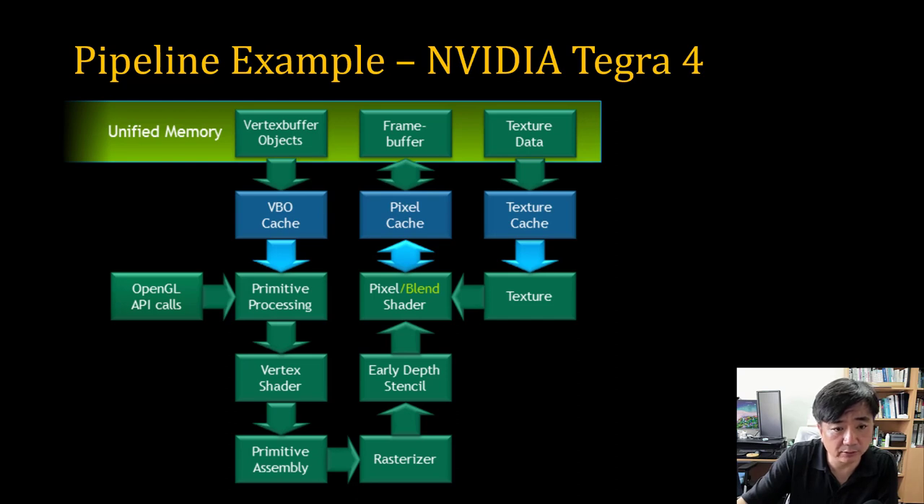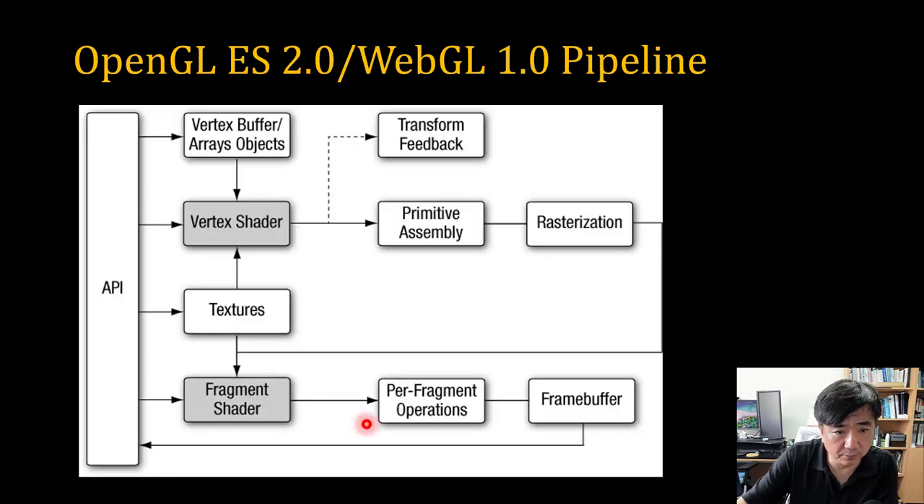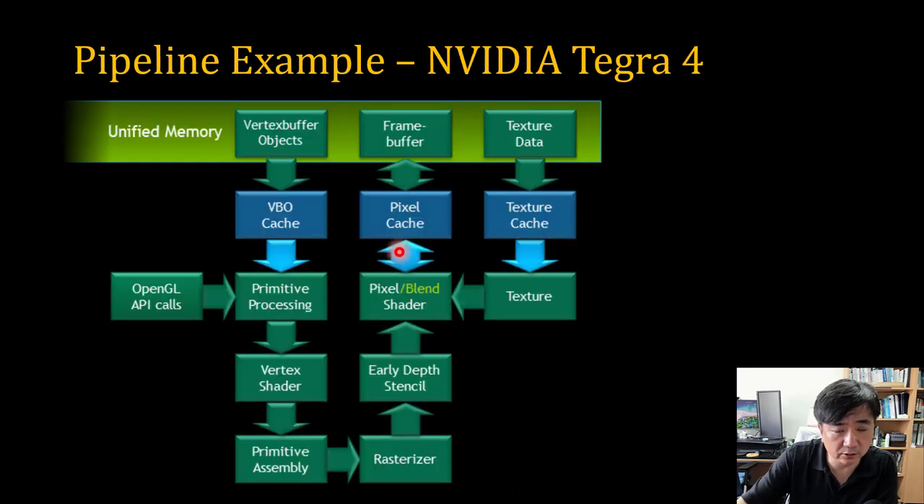Okay, I'll show you the previous diagram. Yeah, per fragment operation is in here. And then it is stored in the pixel cache, and then stored in the frame buffer. It is almost a similar diagram. Today we will learn how to transfer data with OpenGL API calls, using WebGL 1.0, and send it into the vertex buffer object.